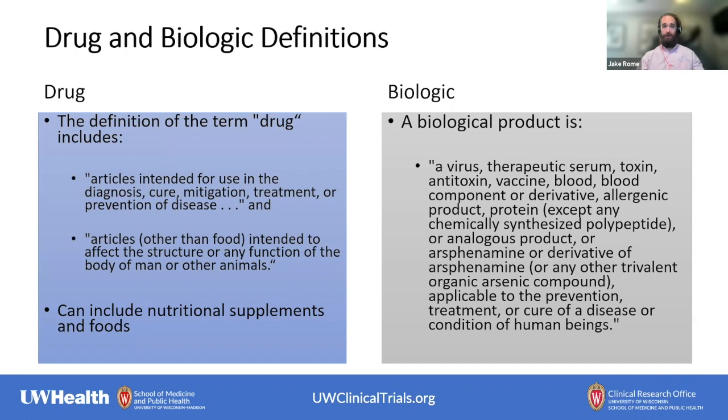As a note here, it can include things like nutritional supplements and food, again, depending on how you're going to use it. And then I'll also note the definition of a biologic. I'm not going to read that definition. I think the key to take out of this is that when you think about a drug, that is typically a chemical entity. When you think about a biologic, that is generally going to include some sort of organic compound.